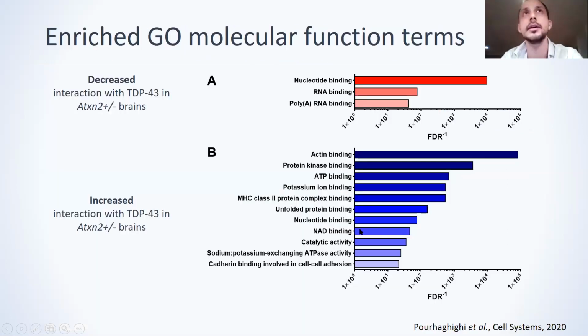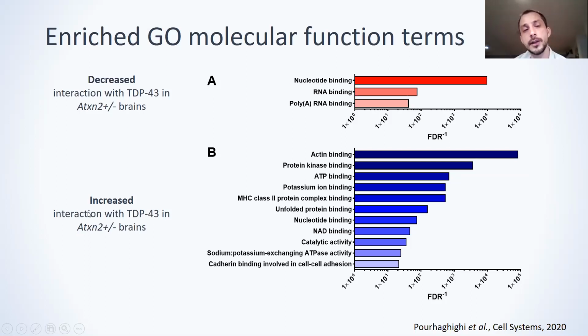So we also wanted to look more deeply at the changes in the proteins that are associated with TDP43 in the transgenic mice and in the protected mice. So we performed gene ontology molecular function analysis on proteins that show decreased interaction with TDP43 in the protected ataxin 2 brain. And a lot of these are either nucleotide or RNA binding proteins. And those proteins that show increased interaction with the transgenic TDP in the protected ataxin 2 brains are those that are involved with cytoskeleton, with binding kinases, or parts of the unfolded protein response.